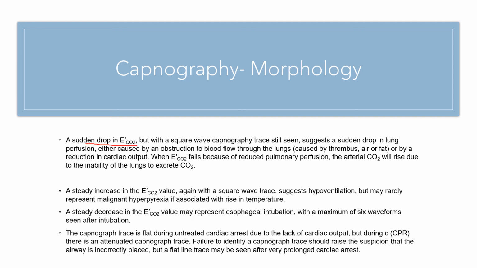A sudden drop in end tidal CO2 with normal tracing morphology suggests a drop in lung perfusion, and it can occur either by decrease in the cardiac output or by obstruction to the blood flow in pulmonary circulation due to embolism. It will not only lead to a drop in the end tidal CO2, but it also raises the arterial CO2, hence increasing the end tidal arterial CO2 gradient.